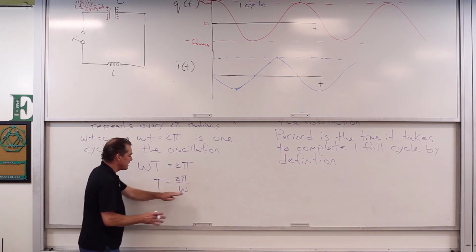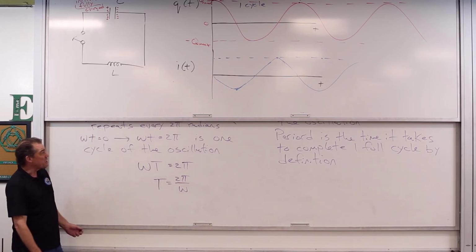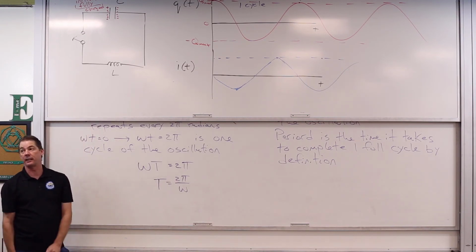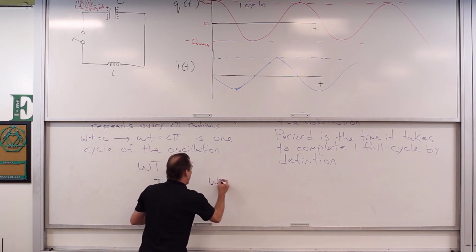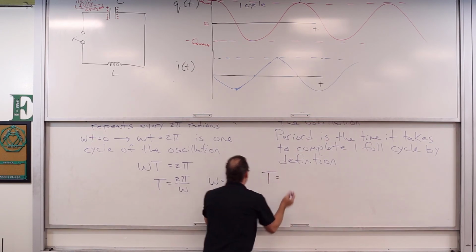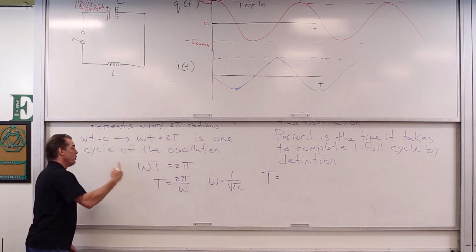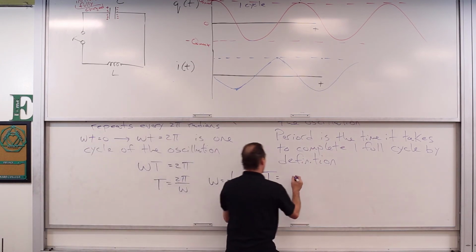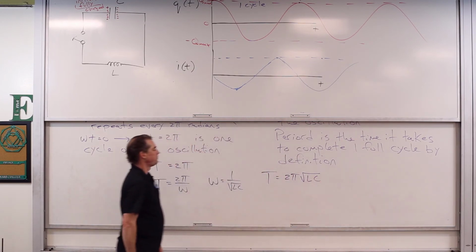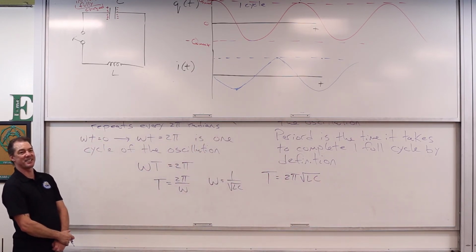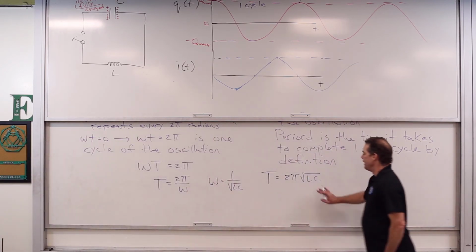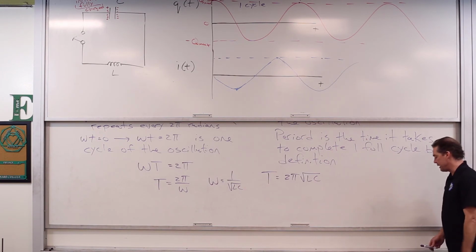But the nice thing with this is we know what omega is. Omega is physically 1 divided by the square root of LC. It depends on the capacitance and the inductance in the circuit. So with omega being equal to 1 over the square root of LC, the period, the physical time it takes for one full cycle to be completed, is going to be equal to 2 pi root LC. And that will be some number of seconds or milliseconds, some amount of time. There it is. There's the time it takes for one full cycle to complete itself.